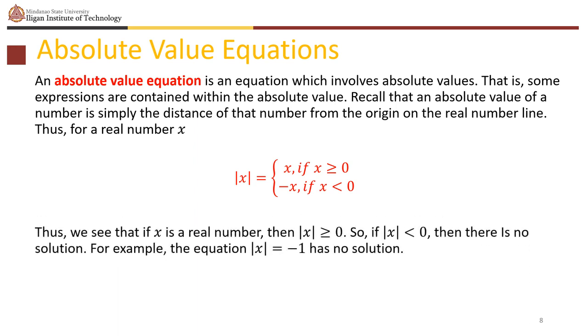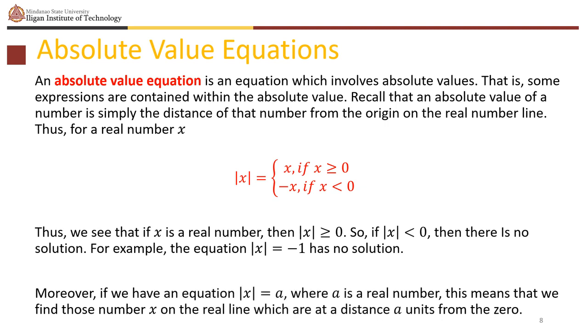Thus we see that if x is a real number, then the absolute value of x is always greater than or equal to 0. So if a is less than 0, then there is no solution. For example, the equation absolute value of x equals negative 1 has no solution. Moreover, if we have an equation absolute value of x equal to a, where a is a real number, this means that we find those numbers x on the real line which are at a distance of a units from 0.